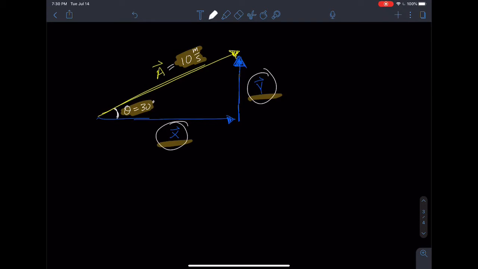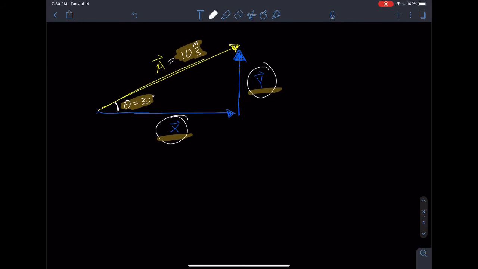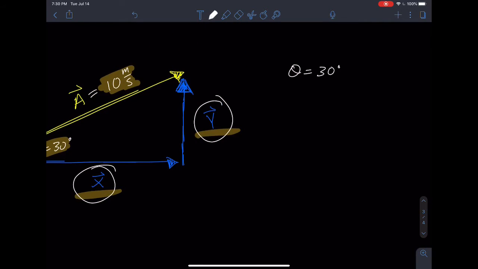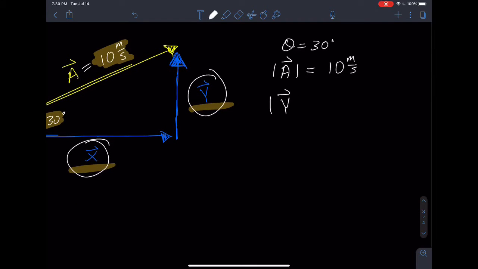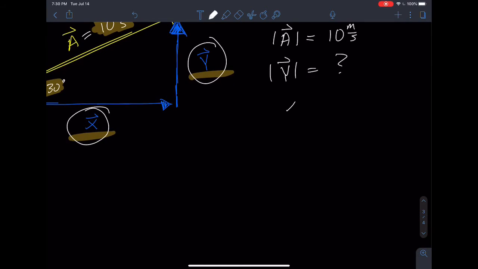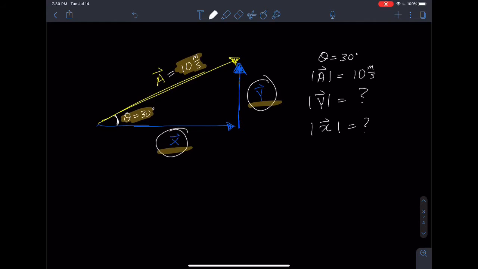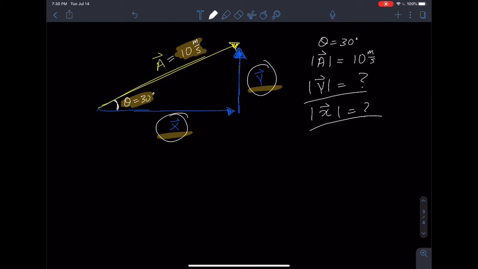So the first thing we need to do is keep track of what we have. We have angle theta equal to 30 degrees. We know the magnitude of vector A, so here's vector A, and we're talking about its magnitude, is equal to 10 meters per second. What we want to find is the magnitude of vector Y, which we don't know, and the magnitude of vector X. So these are the two things we want to know, and we're trying to find this information given the information that we have.